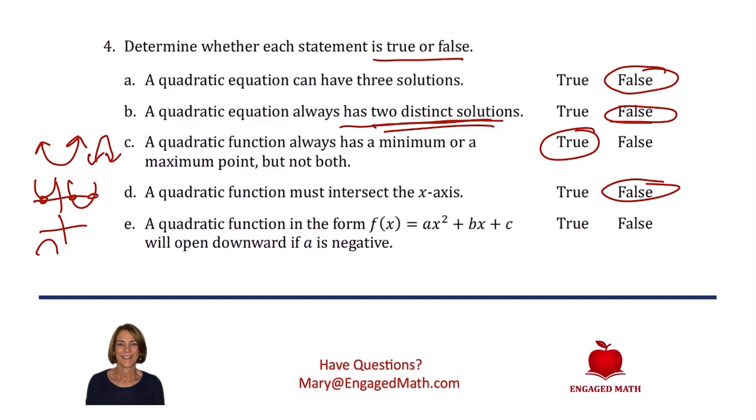E, a quadratic function in the form f of x equals ax squared plus bx plus c will open downward if a is negative. Okay, that is true because if this a is negative, our function is going to open like this, downward. And that's it.